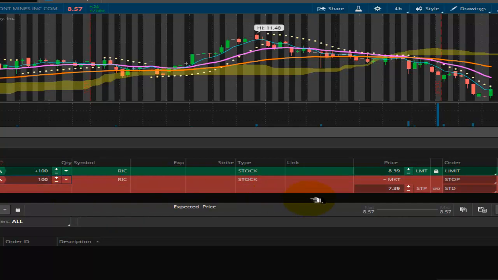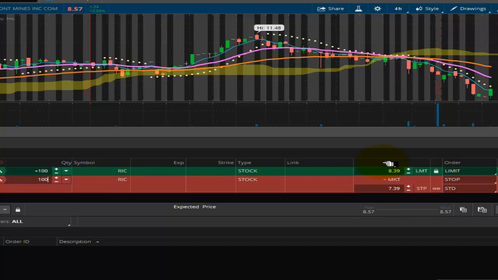All right. Now the next thing you want to do, it defaults. I think limit order is the default. So you want to come over here to where it says order. All right. And that's where you're going to change the type of order you're going to use. Under here in the price column is where you're going to put your price.